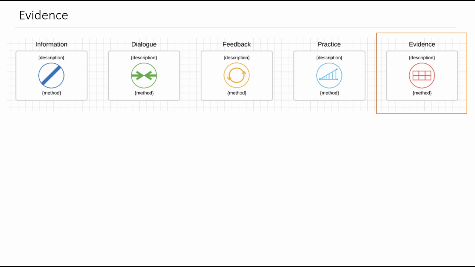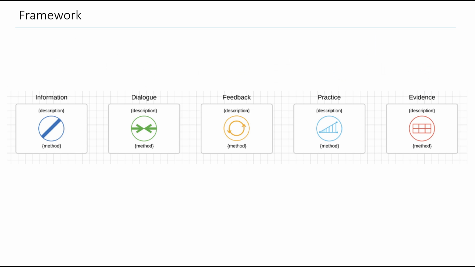In an evidence of learning building block, we'll often see that this is connected with a feedback building block because it's an opportunity for the instructor to provide feedback in a summative format. So as a review, the Learning Environment Modeling Language is based on 5 building blocks. These building blocks are designed to represent key characteristics of learning environments. The building blocks are information, dialogue, feedback, practice, and evidence.